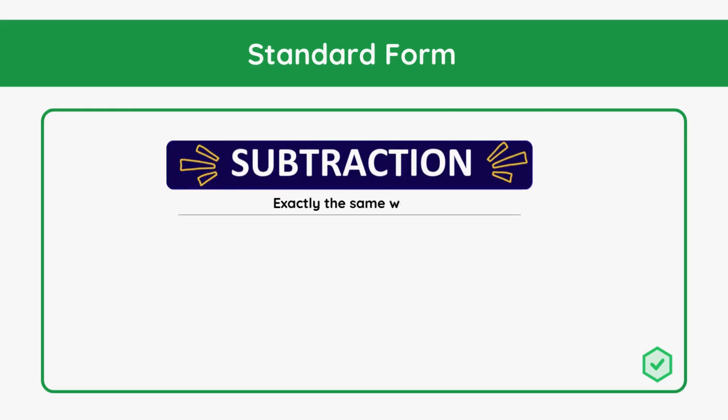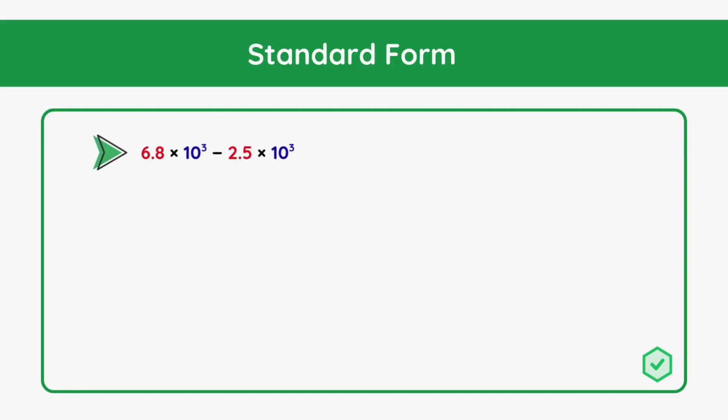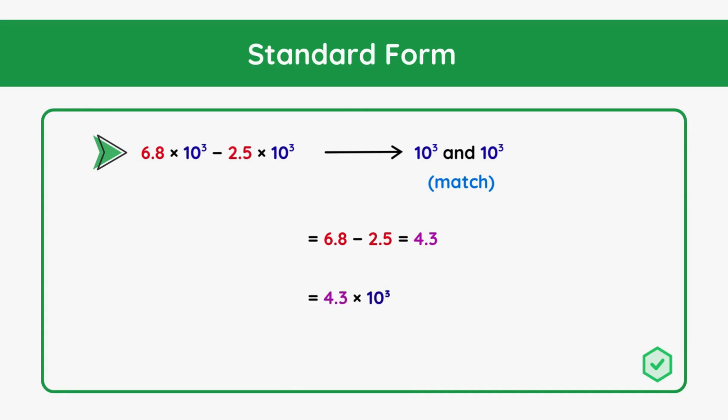Subtraction works in exactly the same way. If the powers are the same, just subtract the front numbers. For example, 6.8 times 10 to the power of 3 minus 2.5 times 10 to the power of 3. The powers match, so subtract. 6.8 minus 2.5 is 4.3. Keep the power of 3. The answer is 4.3 times 10 to the power of 3.